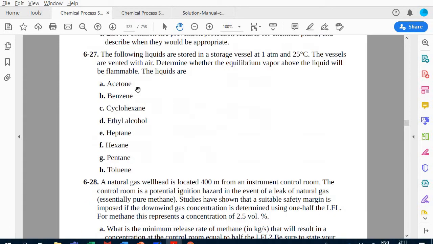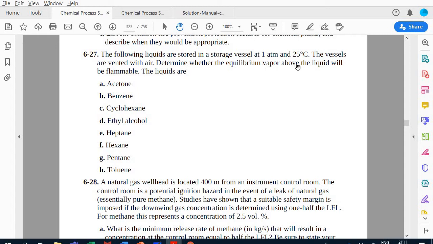Now we will try to solve 6.27, and I wish I had solved it before, because it shows how we calculate the volume percentage. We already did that now, so we should already know it. So what is 6.27? The following liquids are stored in a storage vessel at 1 atmospheric pressure and 25 degrees centigrade. The vessels are vented with air.